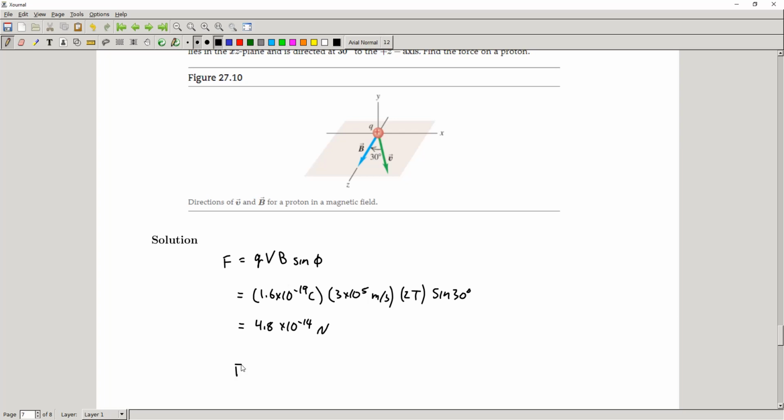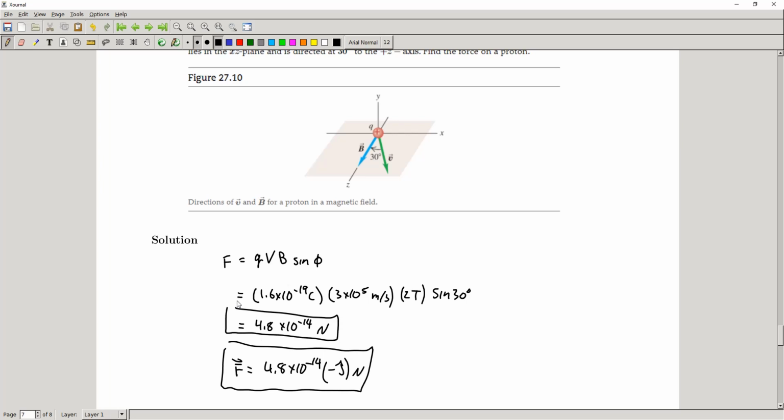So I guess we could write this like F equals 4.8 times 10 to the minus 14 negative j hat newtons, right? And so that's basically it. If this was a negative charge, we would have done the same thing, except that we would add an extra minus sign, and so our negative j hat would become positive j hat. But it's positive, so in this case, this is our answer. Really, they only asked us for this, so this is our answer here.